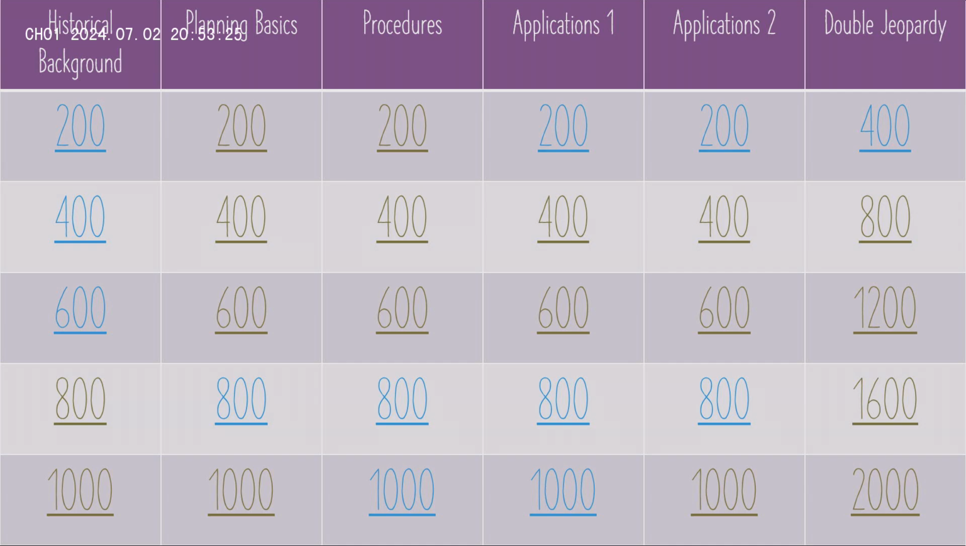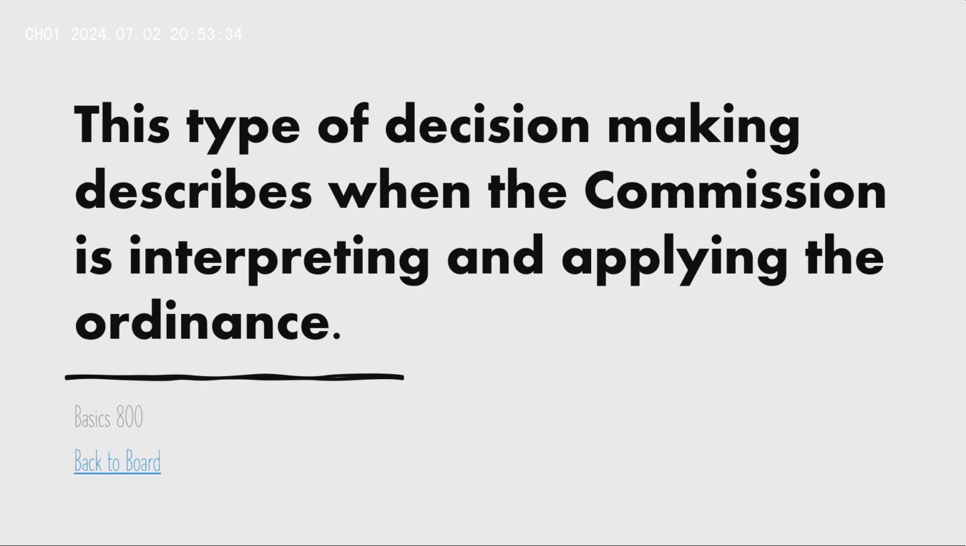Planning basics for 1,000, so we just have 800 left under planning. Okay, I'll go for 800. This type of decision-making describes when the commission is interpreting and applying the ordinance. What is discretion? No, not quite, sorry. I'll give a hint, it's not judicial, but it's... Extrajudicial? Quasi-judicial? Yes. Legislative.